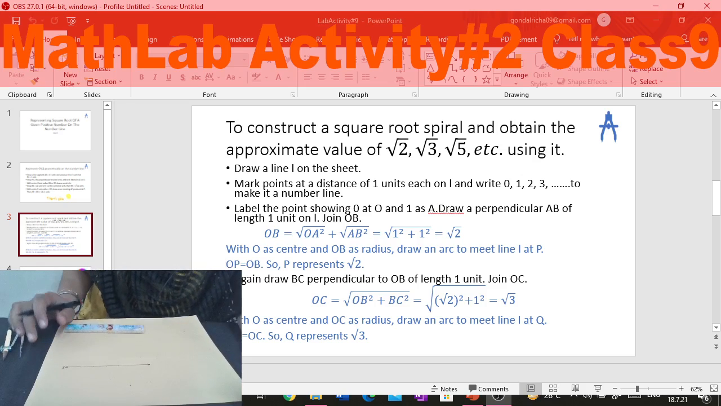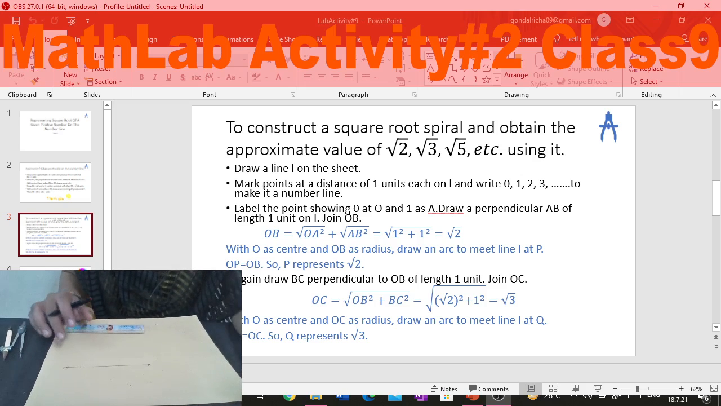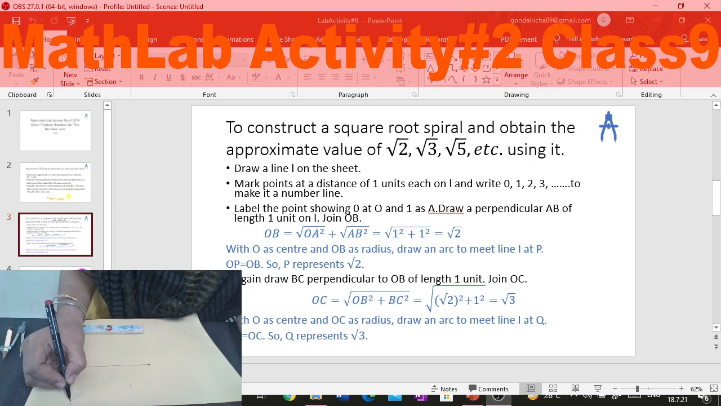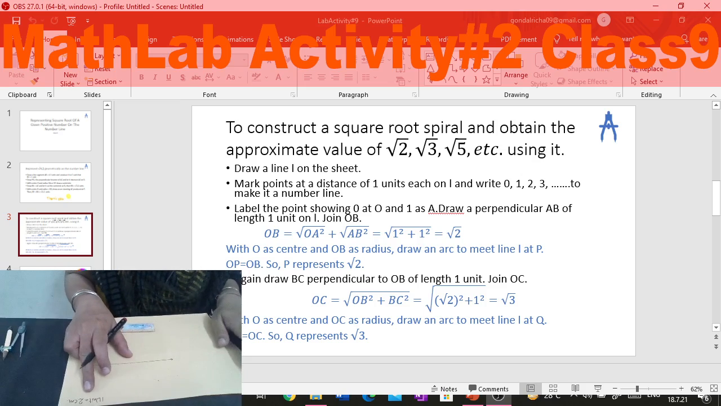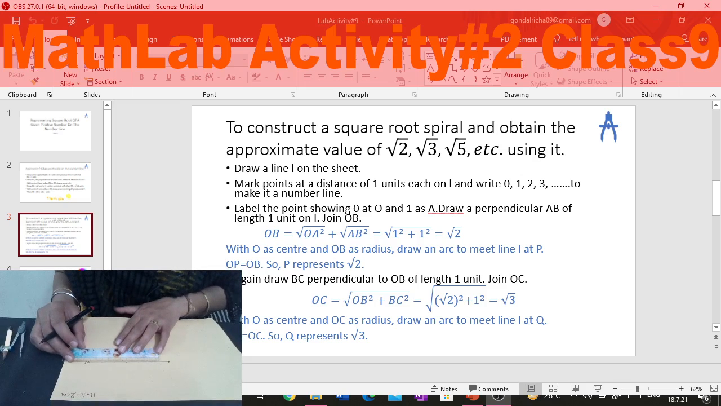But if I take 1 unit as 1 centimeter, it will be too small. If I draw the spiral, it will be a very small spiral. So I am taking 1 unit equal to 2 centimeters, and I will mark the points here 2 centimeters apart like this.